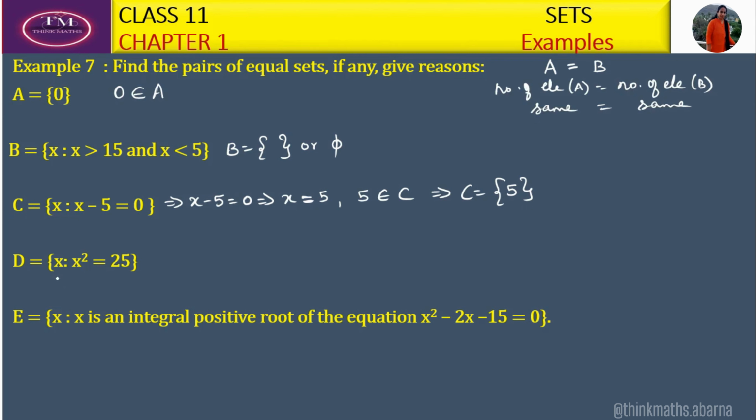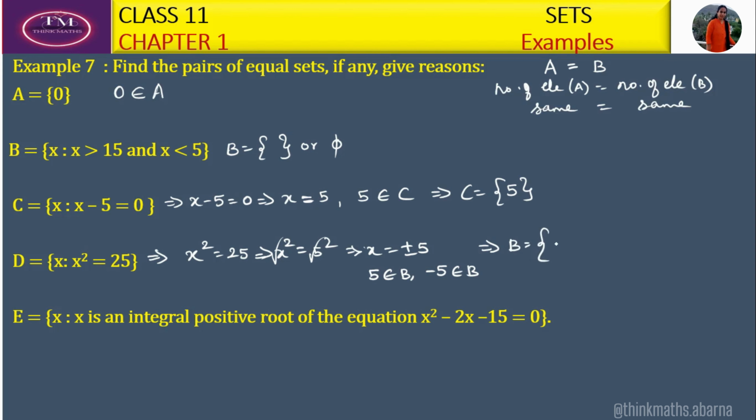D is the set of all x such that x square equal to 25. So what are the values for x? x square equal to 25 can be written as 5 square. Taking the square root on both sides, we get x is equal to plus or minus 5. So 5 belongs to D and minus 5 belongs to D. That means D takes the elements minus 5 comma plus 5.